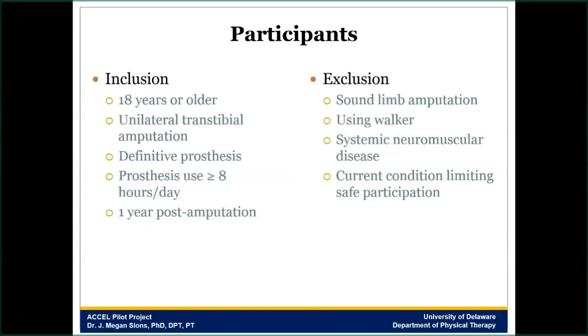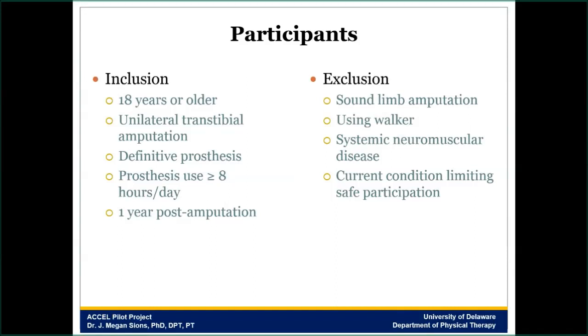So participants for this project are being included if they're at least 18 years old, they have to have a single below the knee amputation, and they have to have a definitive prosthesis, which typically occurs in the later part of year 1, early year 2 after their amputation. They have to be using their prosthesis a substantial number of hours a day, and they have to have had their amputation at least 1 year prior to allow for healing.